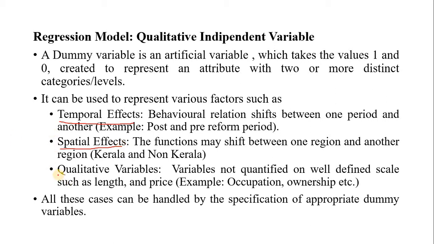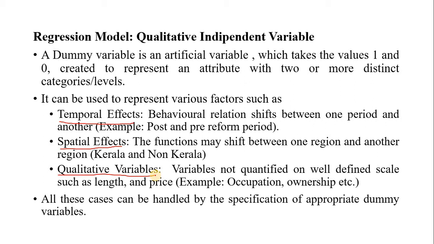And the last one, which is a very important one, is qualitative variables. There are certain variables that are not quantified on well-defined scales, such as length and price. For example, occupation, whether your occupation is in the government sector or private sector. Then ownership of the house: renter or self-owner.